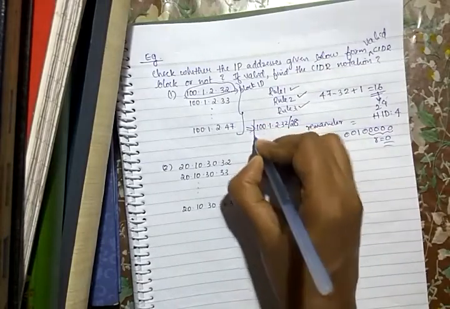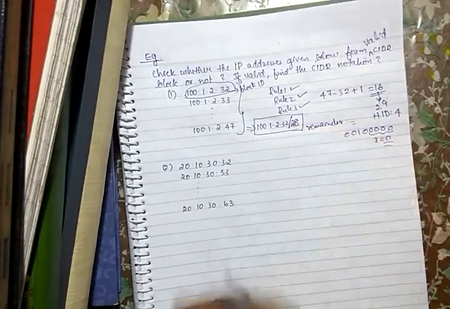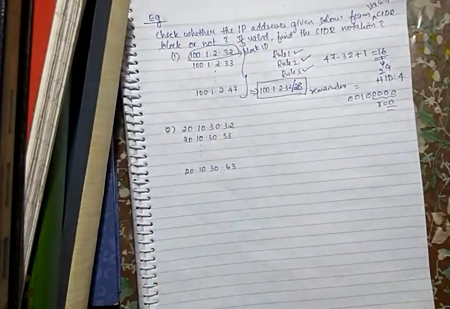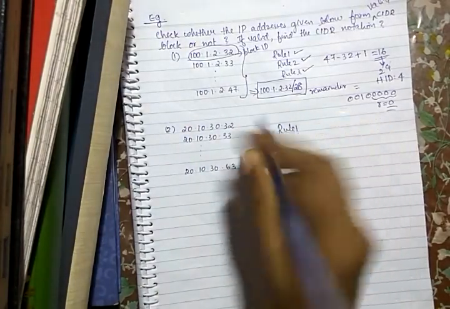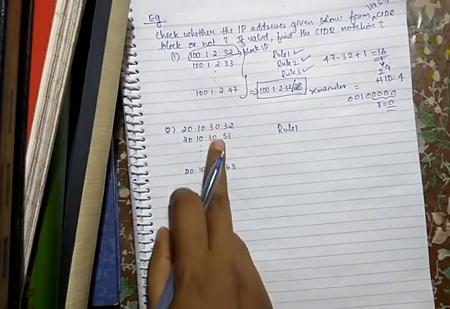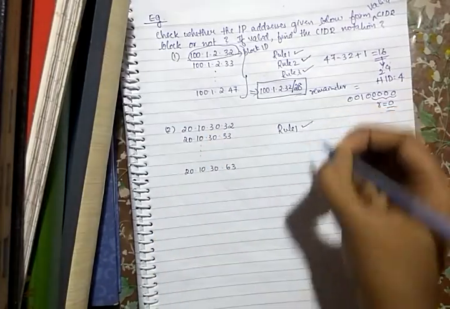So this is the corresponding CIDR notation. Similarly, we can try one more question. What is our rule 1? Rule 1 says that the addresses have to be continuous, right? It is 32, 33 up to 63. So okay, it is continuous.